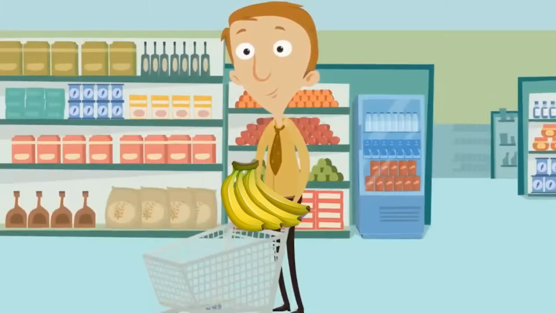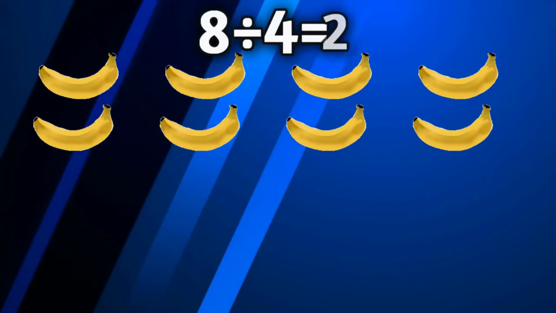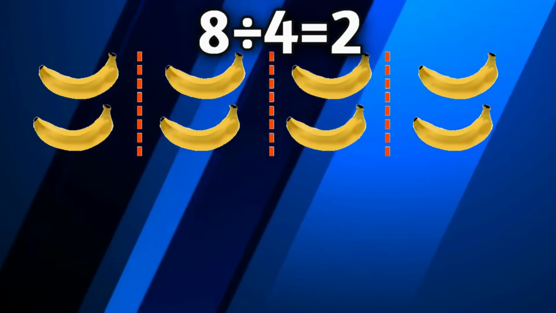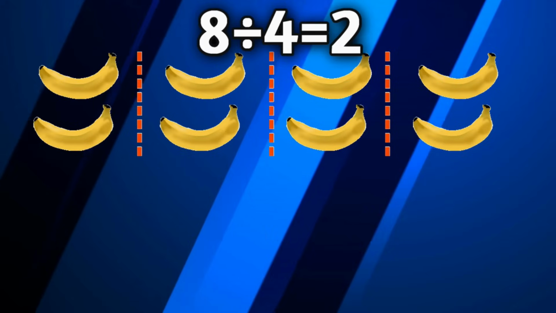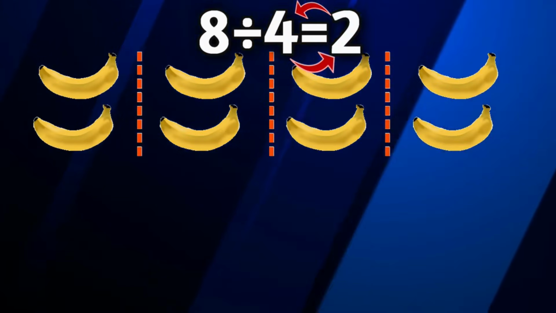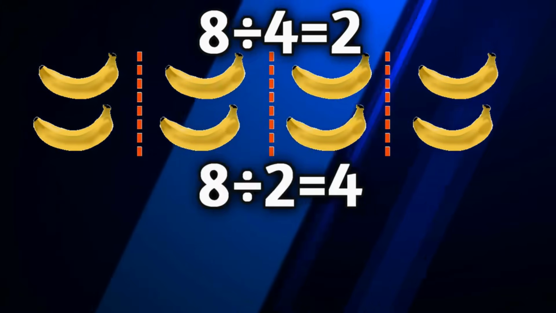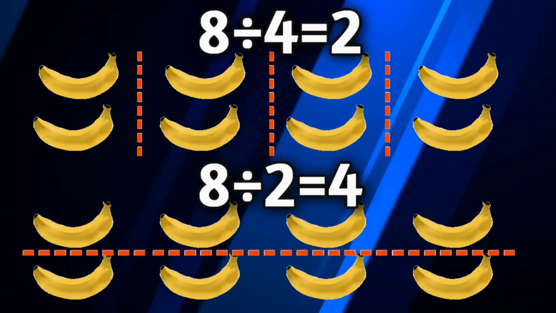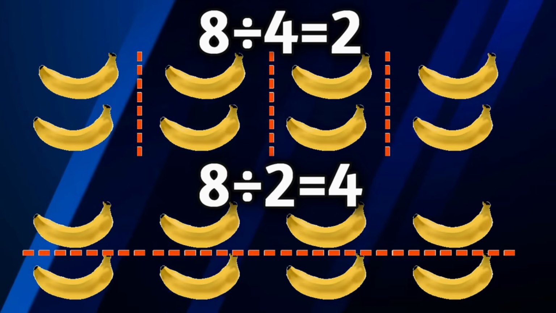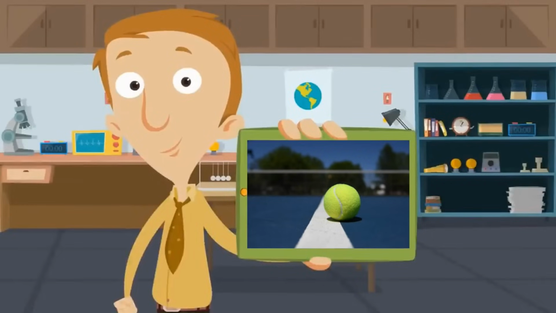I'll show you with bananas. Bananas are so tasty! We have 8 bananas here. 8 divided by 4 equals 2. Dividing the 8 bananas into 4 groups means each group has 2 bananas in it. Cool. Now, if we flip the 4, which is the divisor, and the 2, which is the quotient, it remains true. So 8 divided by 2 equals 4. If we divide the 8 bananas into 2 groups, we see there are 4 bananas in each group. That's pretty awesome.